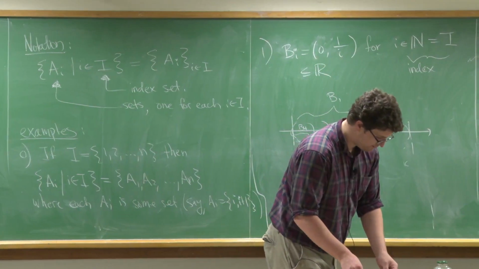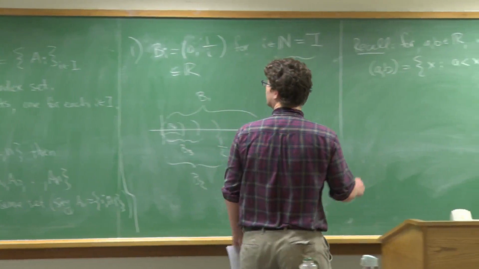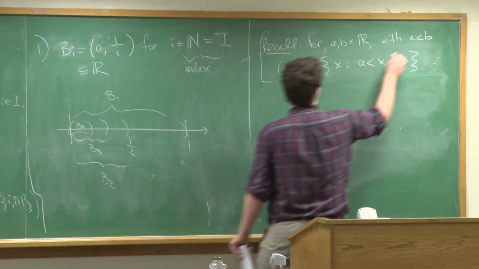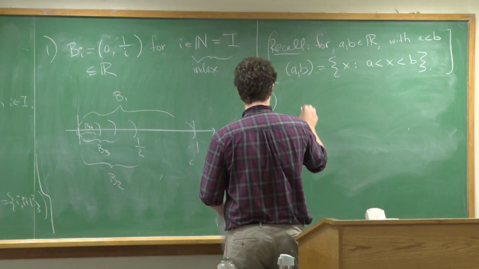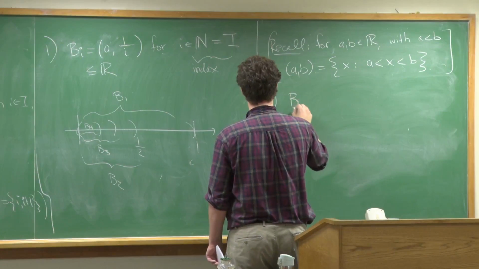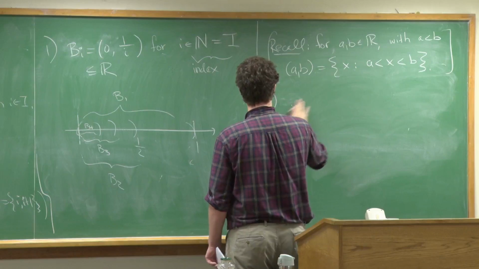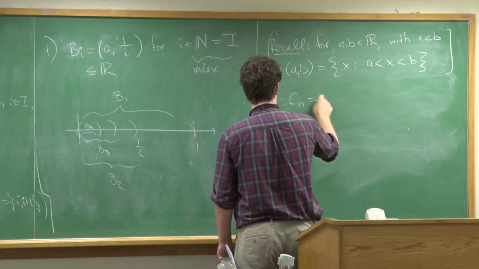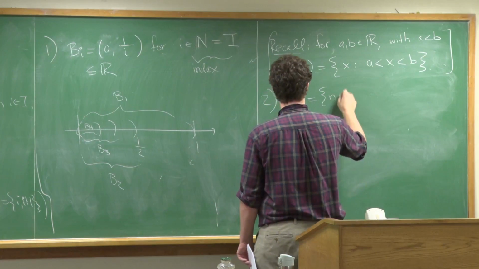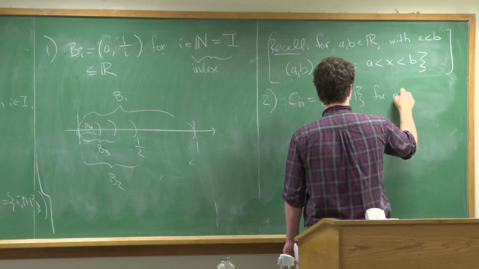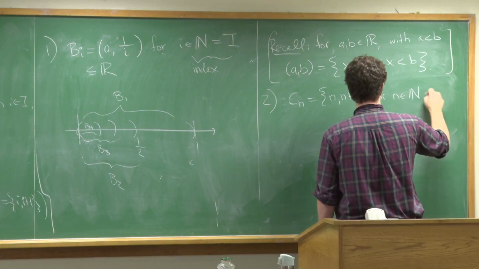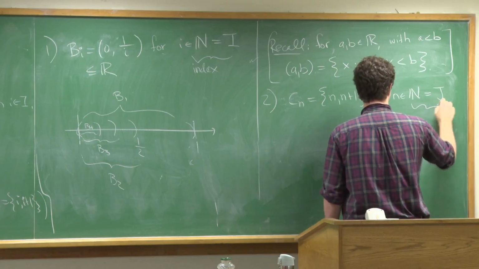Okay, so here, let's do another example. So example 2. So we could consider B_n, or let's see, we already did B. So let's do C_n. So this could be the set {n + 1} for n an element of the natural numbers. And so this could be J. So this is an index set.